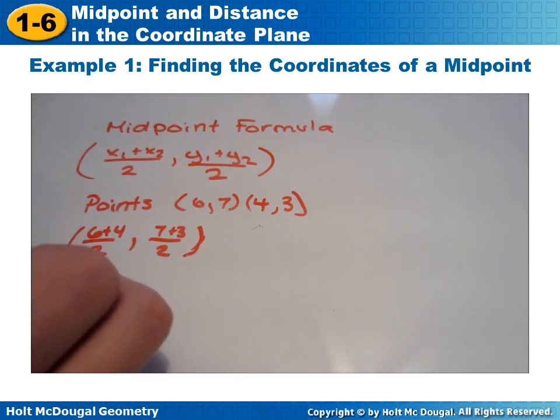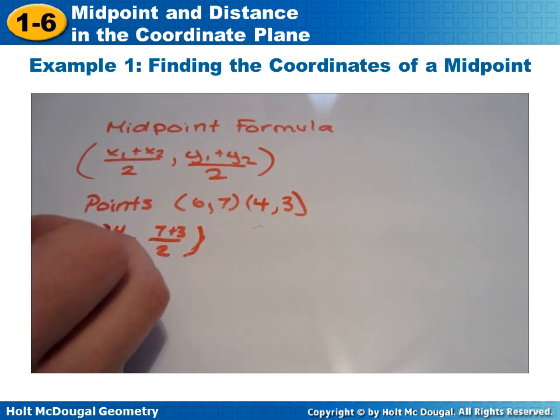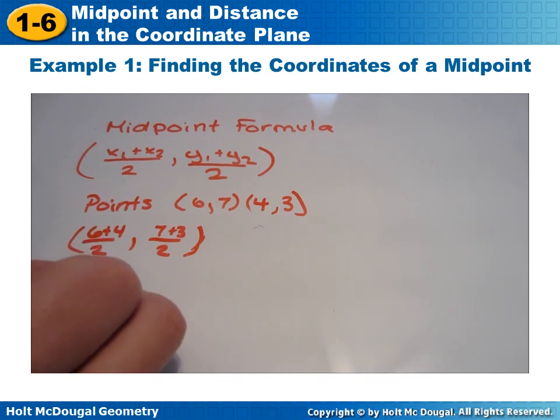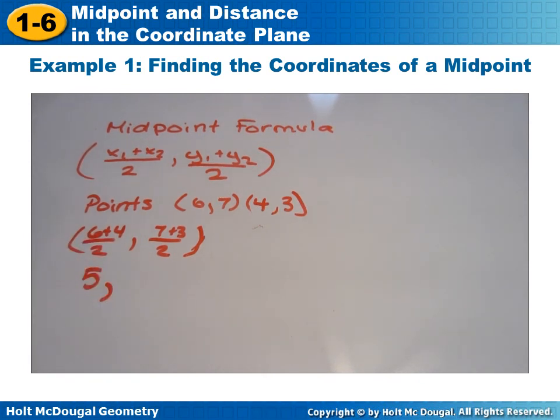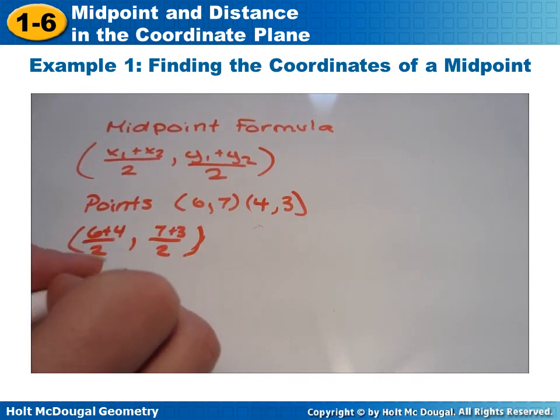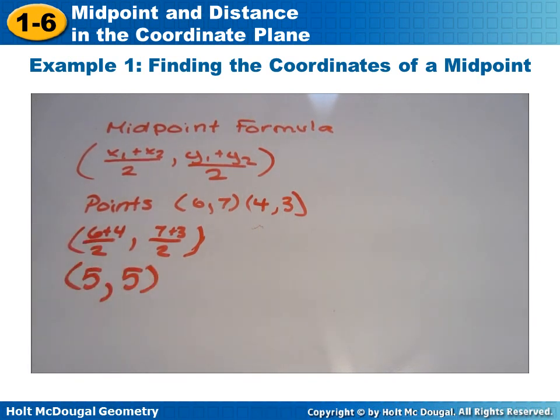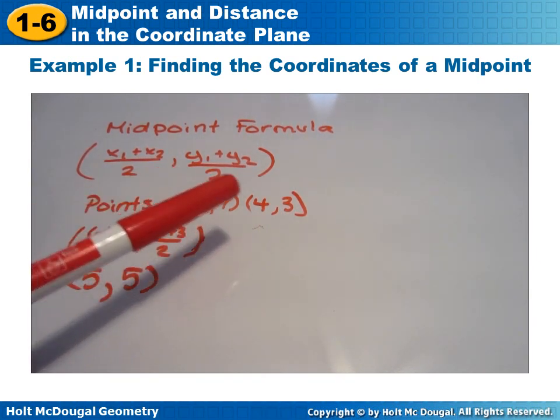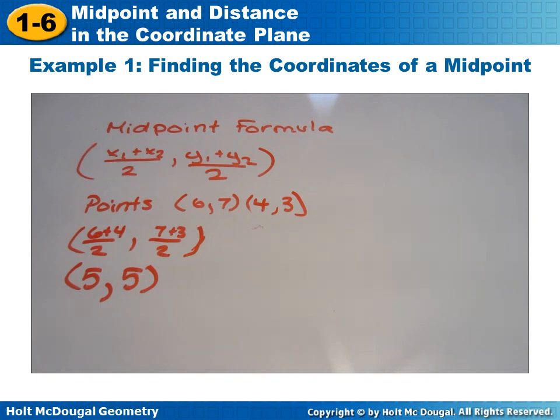So our new point would be 6 plus 4 is 10, divided by 2, 10 over 2 is 5, and 7 plus 3 is also 10 over 2. So the midpoint of the line (6, 7) and (4, 3) would be (5, 5).